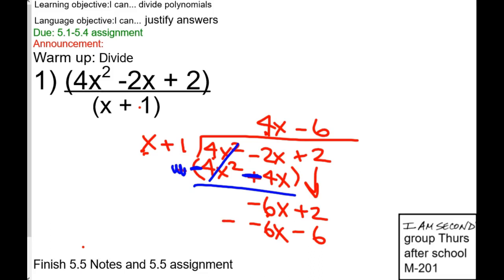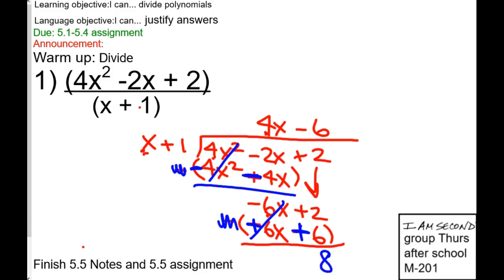So again, I'm going to subtract the second line from the first line, and that's going to change the sign. This negative becomes positive. This negative becomes positive. So negative 6x plus 6x, those are supposed to cancel, that's good. But what's 2 plus 6? We have a remainder of 8, okay?